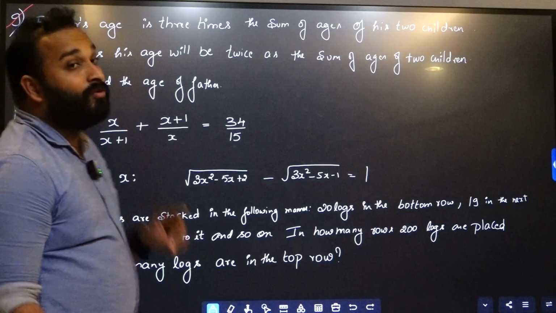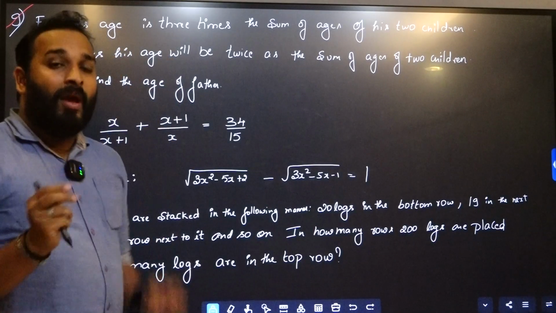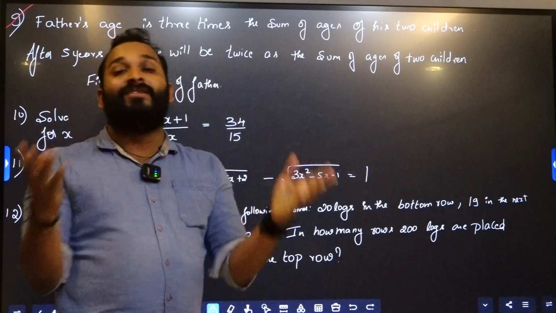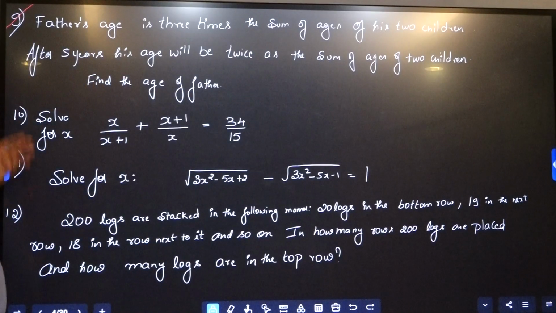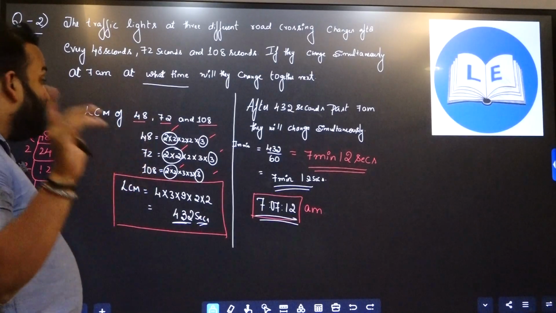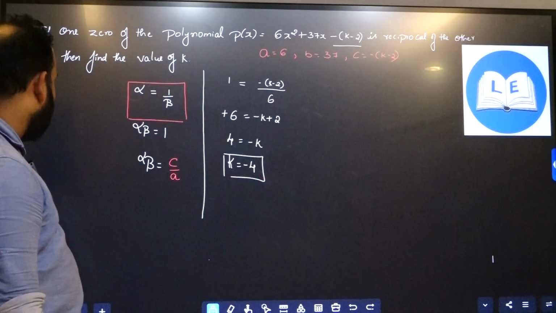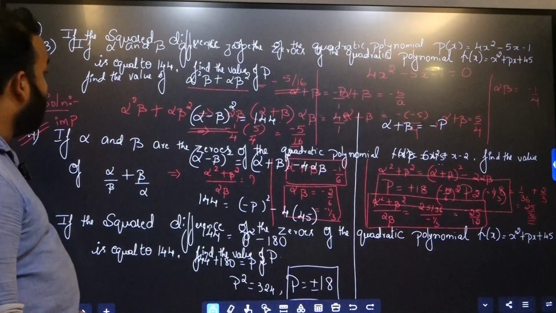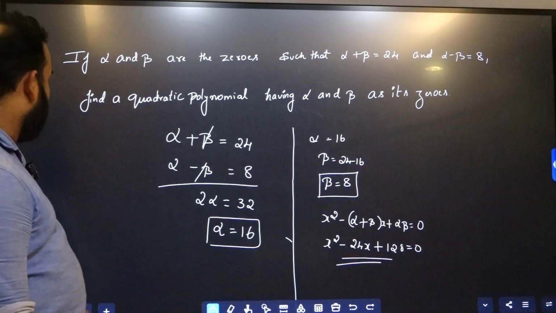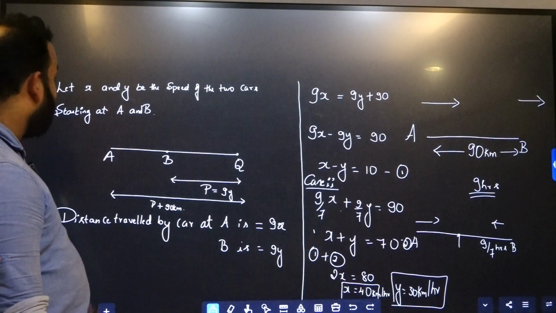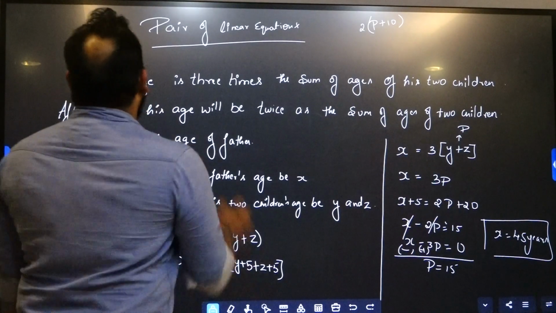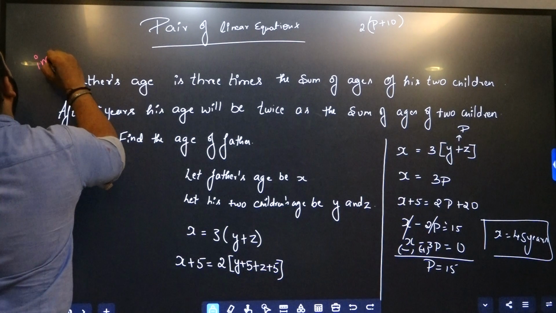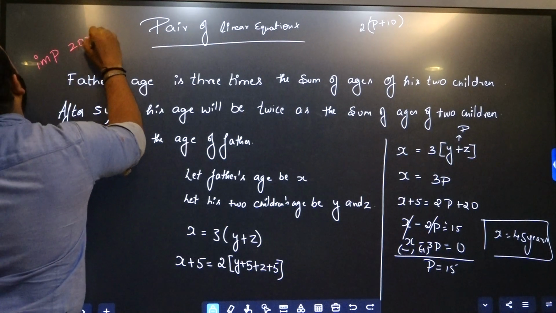I told you, very important question from pair of linear equations. It's a tricky one, but if you understand the logic, it's very easy to solve. So let's try to solve that question. We have 3 more questions to solve, which I consider important question for your board exam. So let's have a look at this question, children. Yes, this is from chapter pair of linear equations. Again, I'm telling you, important question for your board exam 2026.